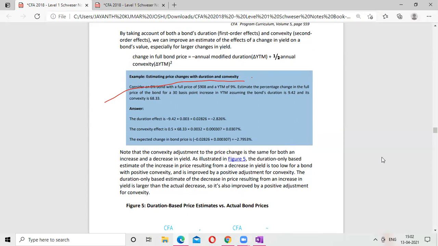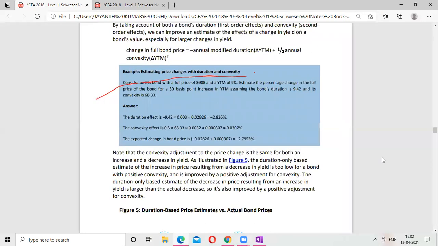So what is happening? Consider an 8% bond with a full price of this and yield to maturity of 9%. Estimate the percentage change in full price of the bond for a 30 basis points increase in yield to maturity. That means your yield to maturity is increasing by 30 basis points. Assuming the bond duration is this and its convexity is this. So calculate the duration effect, sir. What is the duration effect? Minus 2.826%. Correct? Because when yield increases, the price of the bond will decrease.